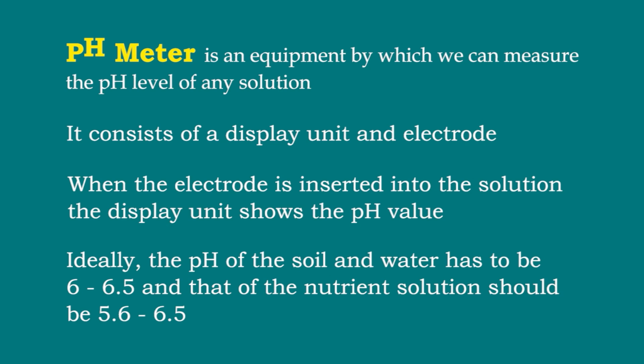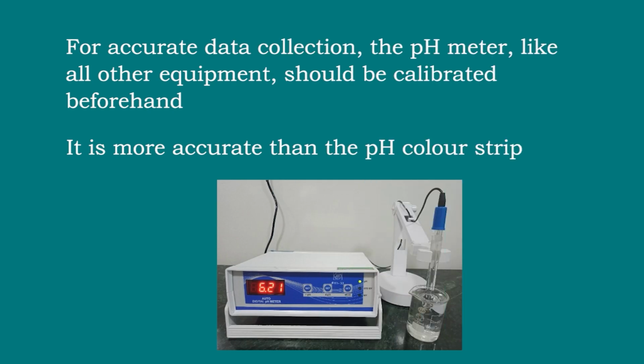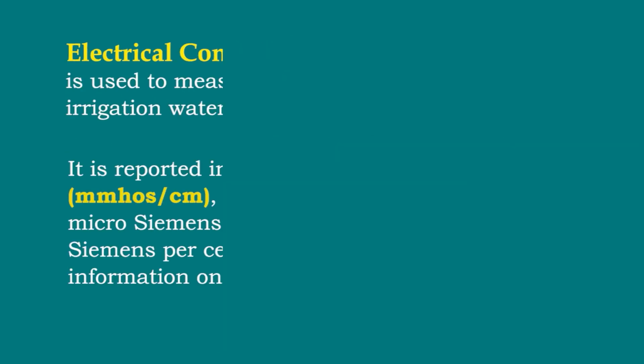Ideally, the pH of the soil and water has to be between 6 to 6.5, and that of the nutrient solution should be between 5.6 and 6.5. For accurate data collection, the pH meter, like all other equipment, should be calibrated beforehand. It is more accurate than the pH color strip.